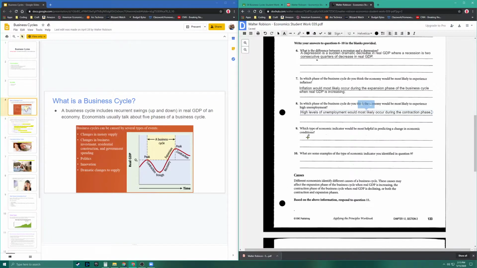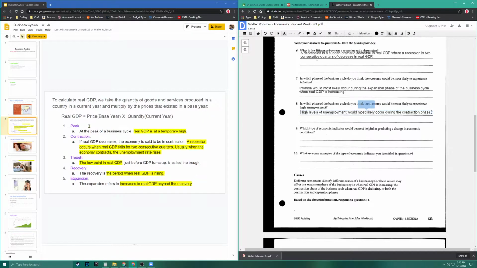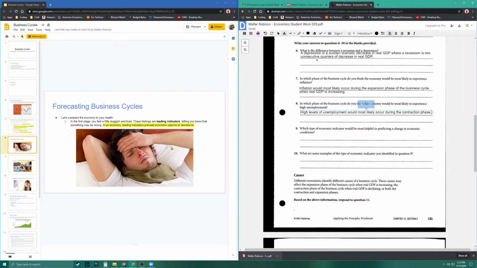All right, 9. Which type of economic indicator would be most helpful in predicting changes in economic conditions? It's kind of like when you're getting sick. What are the things that are an indicator before it actually happens? That's the leading indicator. So leading indicators precede economic upturns and downturns.